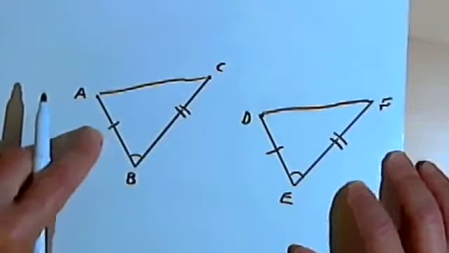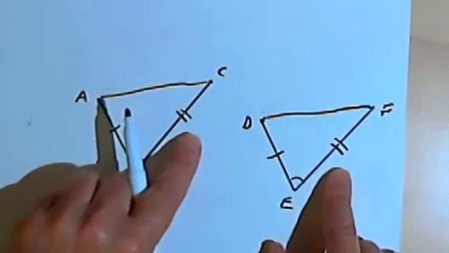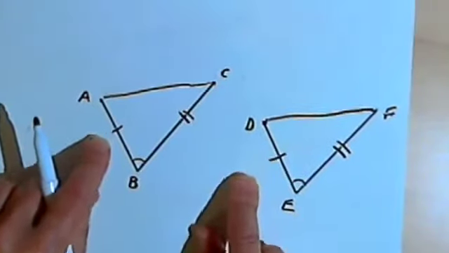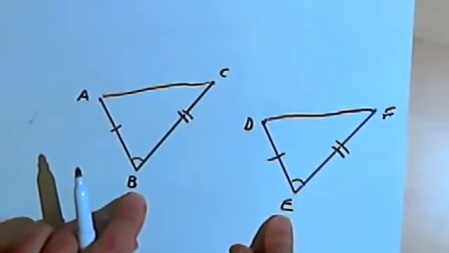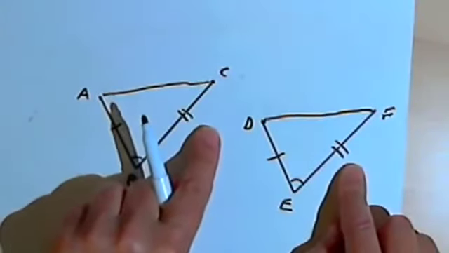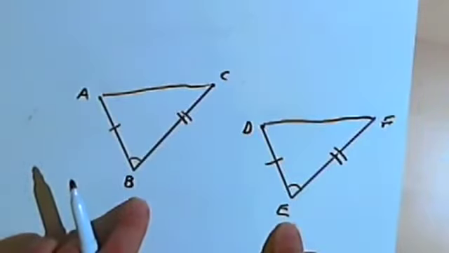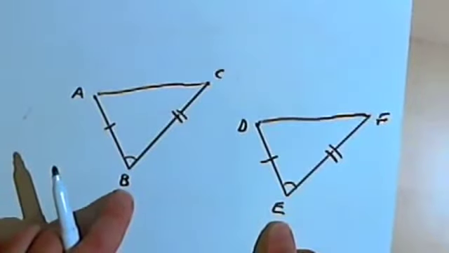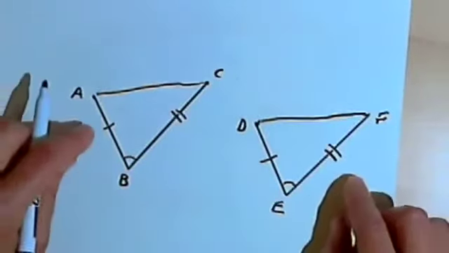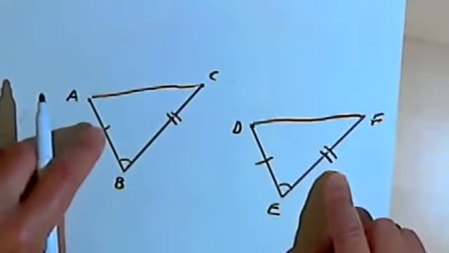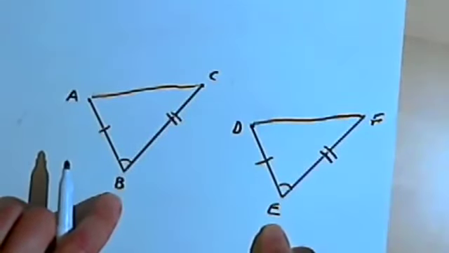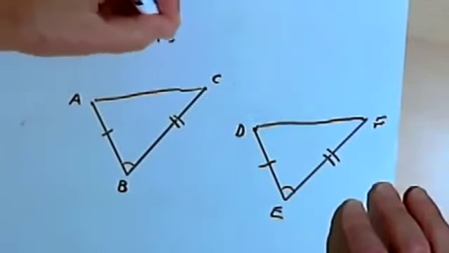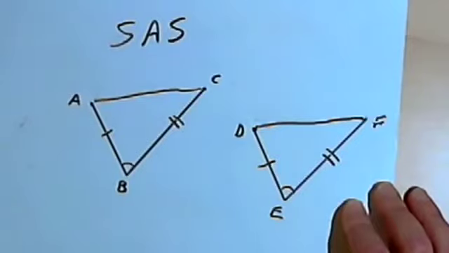This is going to be called side-angle-side congruence. I've got a pair of sides that are congruent, and then a pair of angles that are congruent, and another pair of sides are congruent. Now that angle has to be between those 2 sides. So these angles are called the included angle. So if we've got 2 pairs of sides that are congruent, and the included angle is congruent, then we've got side-angle-side congruency, sometimes just called SAS congruency.